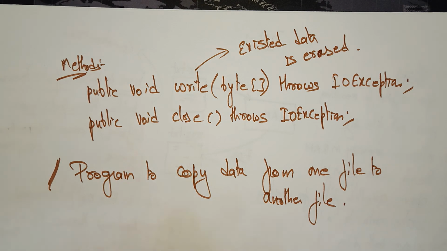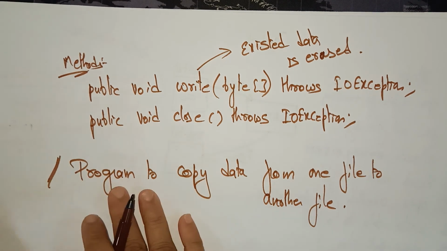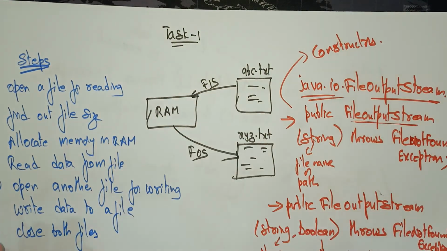First try to understand what constructors I am using, what methods I am using, what steps we need to follow, and what our main task is. If you know the task, then you can write the steps. Now we will implement these steps in the program.